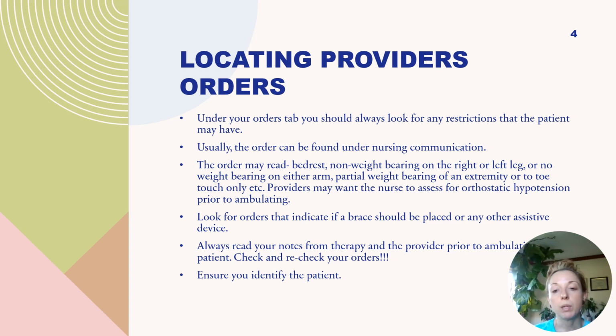But the providers may want the nurse to assess for orthostatic hypotension prior to ambulating as well. You want to look for any orders that might indicate a need for any other assistive device, such as a walker or cane. And always read your notes from therapy and the providers prior to ambulating a patient. You want to check your orders more than once. Check and recheck, and always make sure that you don't have any new orders. And ensure you identify the patient and gain consent from them.